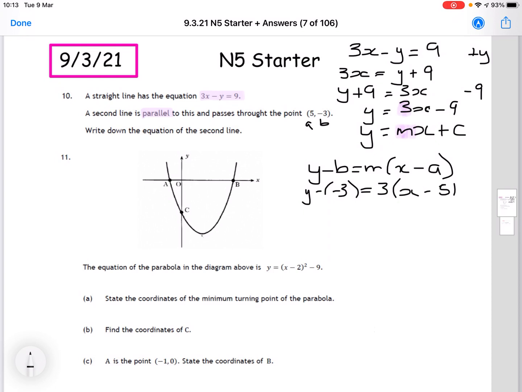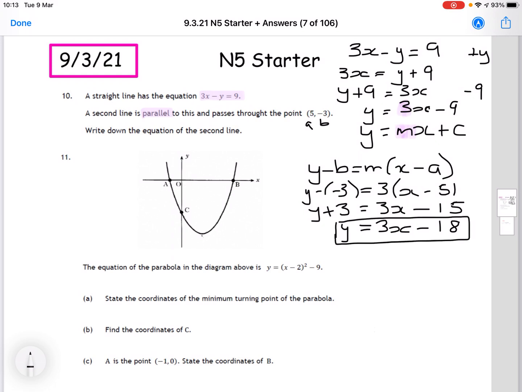So now we just need to break the bracket and tidy this up. So we've got y plus 3 equals 3x minus 15. And then the last thing we would do is take away 3 from both sides. So we've got y equals 3x, and we would take away 3, so minus 18. Okay, and that is the equation of your line just there.